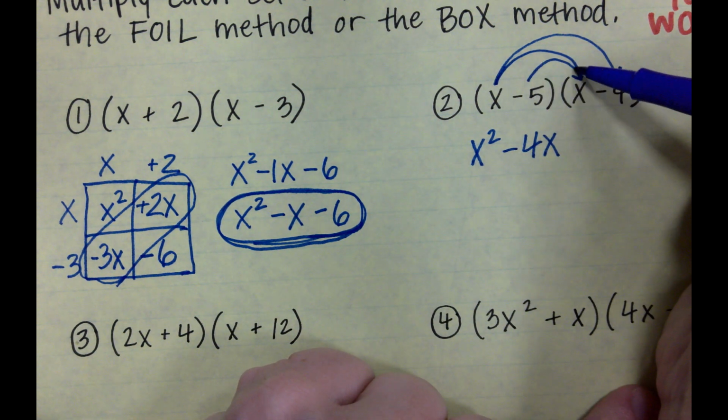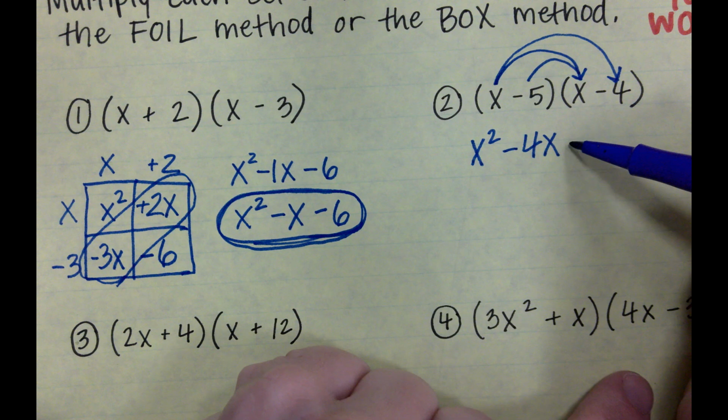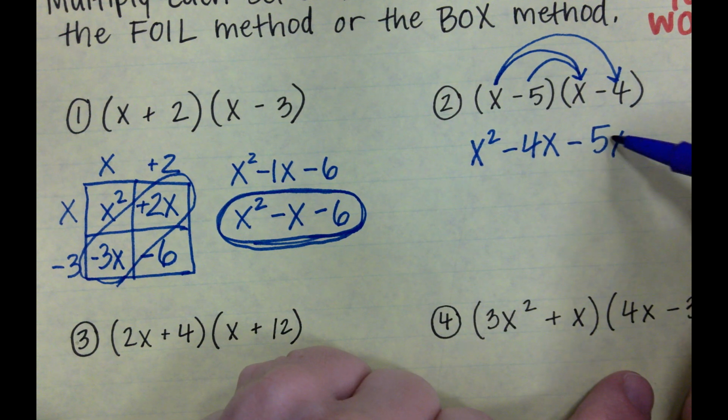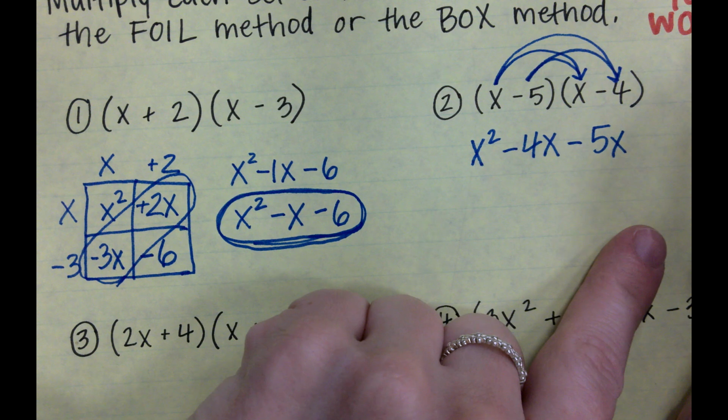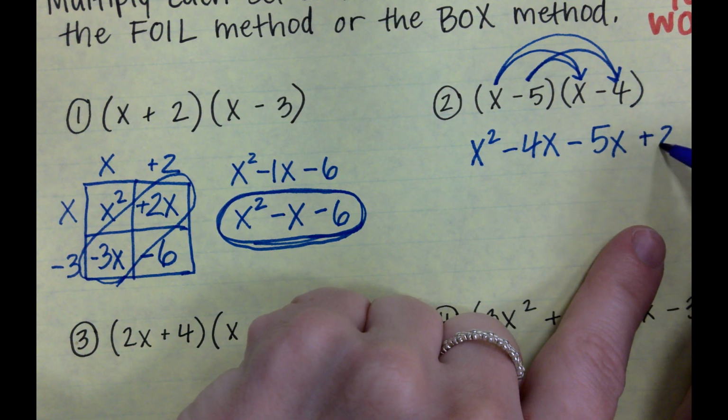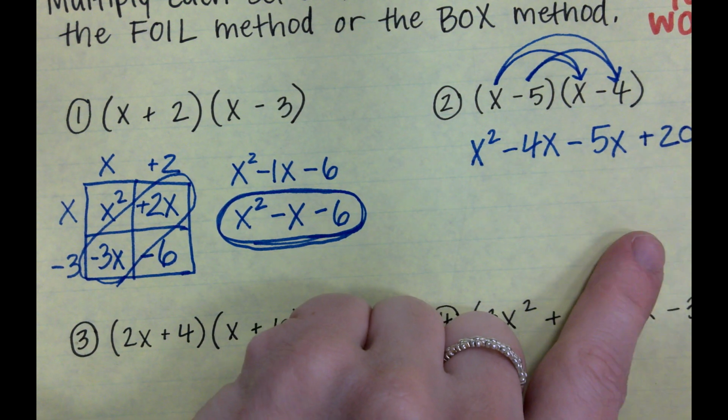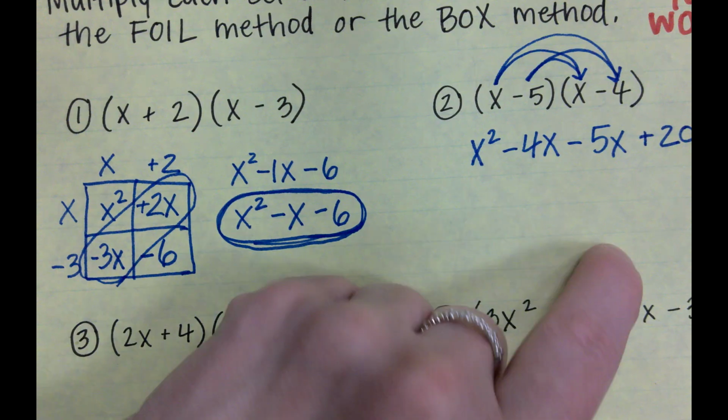Negative 5 times x. Good. Negative 5 times x is? Negative 5x. Good. Negative 5x. And last but not least? Negative 5 times negative 4 is? Positive 20. Yes. Oh, you guys rock. Positive 20. Two negatives make a positive when we multiply.